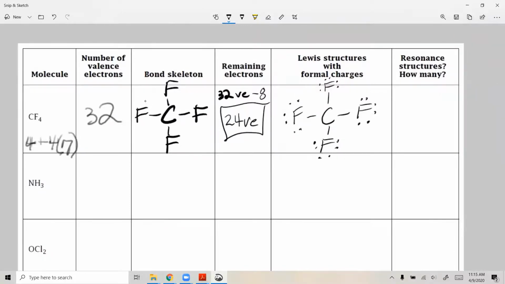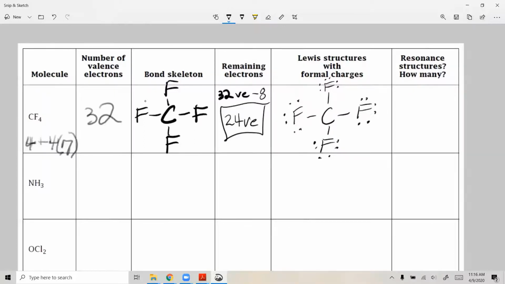Now, formal charges is a little bit more complicated. And so for right now, I wouldn't worry about formal charges. We're going to come back to that on Tuesday. But when we would finally turn this in, once we know our formal charges, we would go back and redo this part.